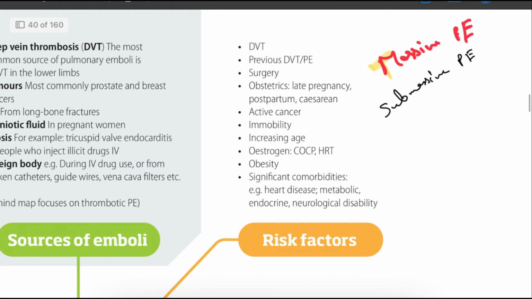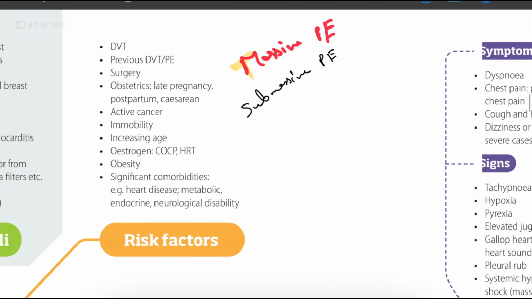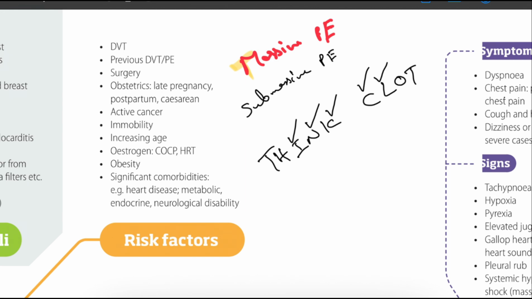we have some causes. We covered already the causes, because we have a mnemonic: THINK CLOT. T means trauma, hormonal therapy, immobility, neoplastic or cancer. K means knee or hip surgery. C means central venous catheter. L means long travel. O means obesity. T means thrombophilia. So these are the main common causes we can see here.